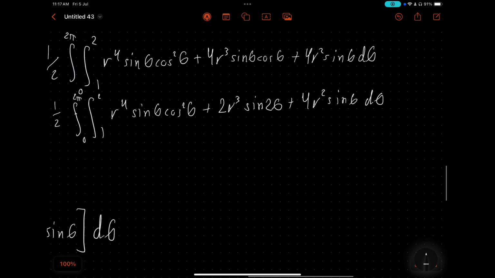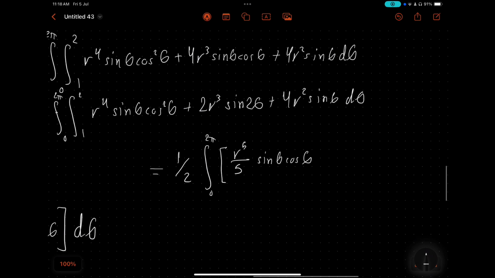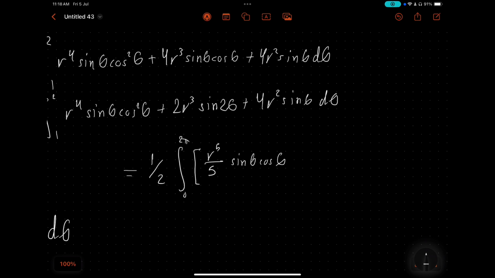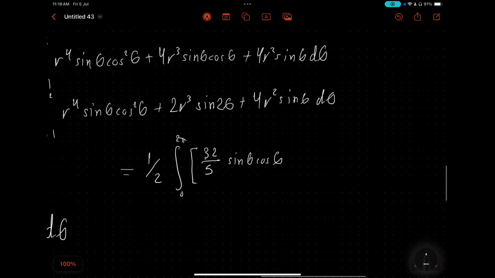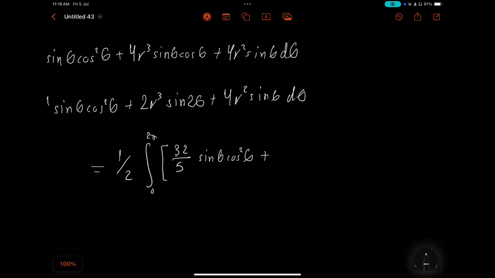Now this is going to be equal to 1/2 the integral of 1 to 2, 0 to 2π, and now we can evaluate this with respect to r. So we have r⁵/5 sinθ cos²θ. Let's evaluate it. 2⁵ is just 32. So 32 sinθ cos²θ plus 2³ is 8, times 2, so 16 sin 2θ, and then plus 4 times 4, 16 sinθ.